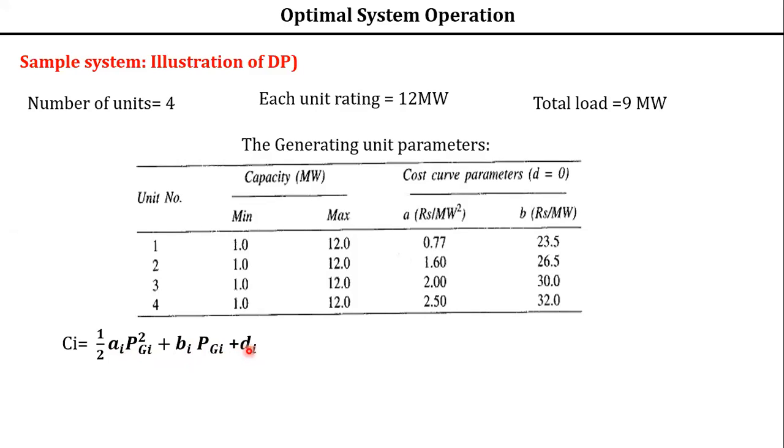Any parameter coefficients you can take. Because in this table they have considered A, B, D, I have taken A, B, D as well. So this is nothing but the cost of generation at the ith unit, and PGi is the real power generation at the ith unit. And Ai, Bi, Di are the cost curve parameters at the ith unit.